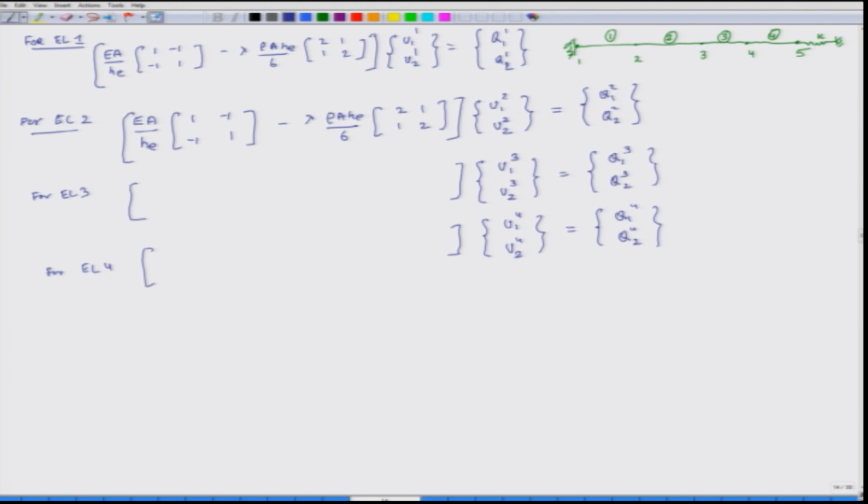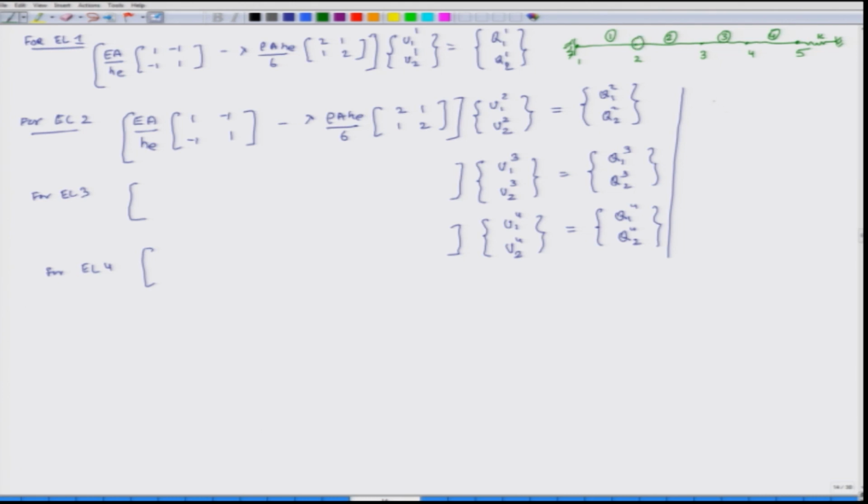So, we have developed 4 sets of element level equations. The total number of equations here is 8, right, and we have 5 nodes, 1, 2, 3, 4 and 5. So, the first thing we do is we establish the continuity conditions for u. What are those continuity conditions?